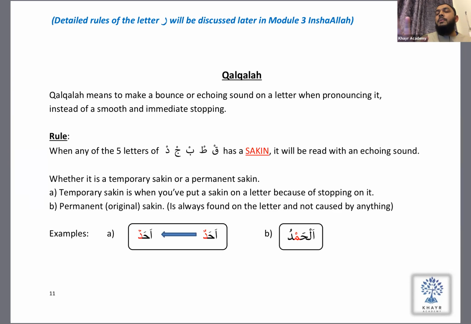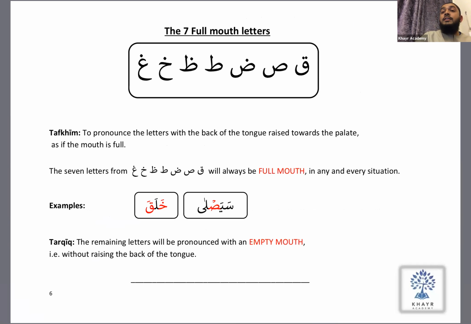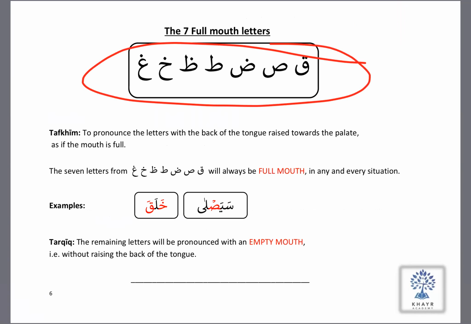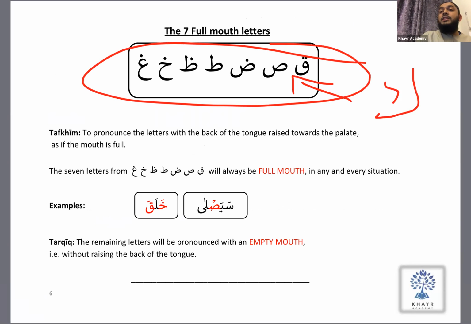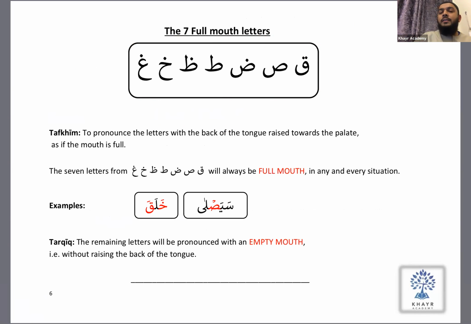It doesn't change the meaning. The only time it'll change the meaning is with the permanent full mouth letters, okay? Because imagine, if you change one of these, and this is meant to be full but you made it empty, it becomes a kaf, meaning change. This becomes a sin. This becomes a dal. So these 7 full mouth letters, if you change them, it will be a major mistake. You know the other 3: Allah, Alif, and Ra.